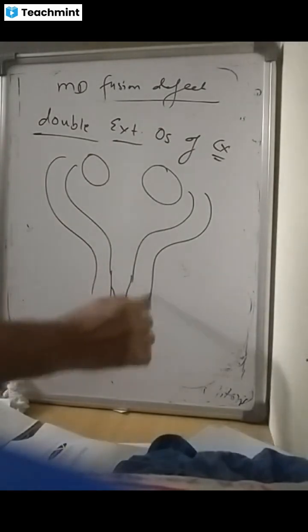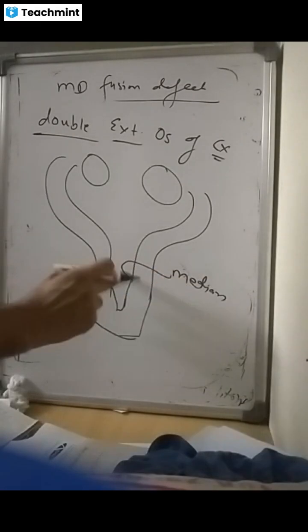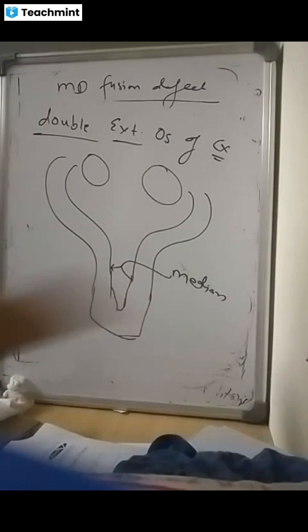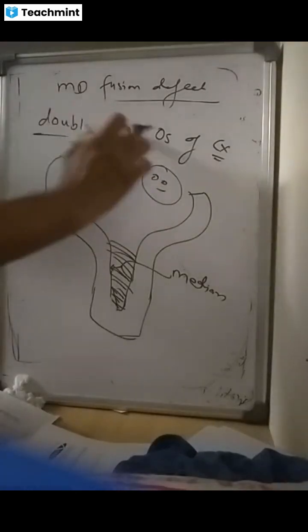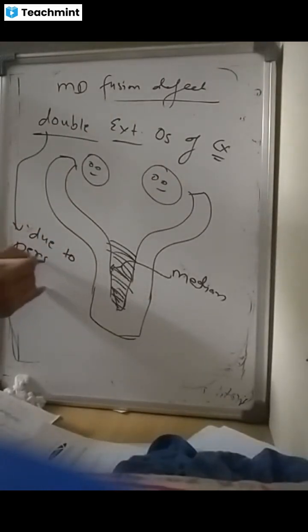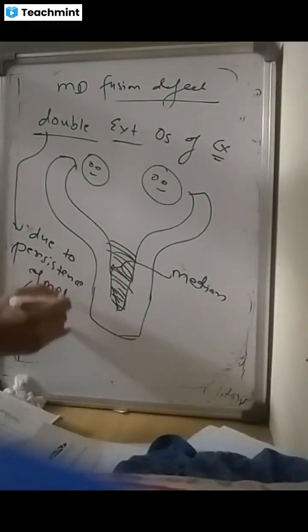The last is double internal cervix. These are the Mullerian ducts. When they fuse, the median wall disappears, but sometimes it persists. So the double condition is due to persistence of the median wall.